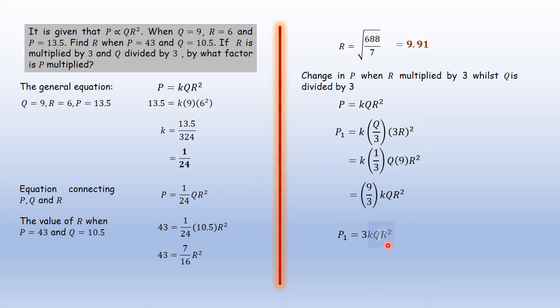An interesting thing is observable from there. Please notice that the KQR squared we had at the beginning was P. We say that P is equal to KQR squared. And therefore, what we have here is simply P. So I can replace it, and I have P1 is simply 3P. The question was, by what factor is P multiplied? Well, the answer is before us. It is simple. P is multiplied by 3. So the factor is 3.